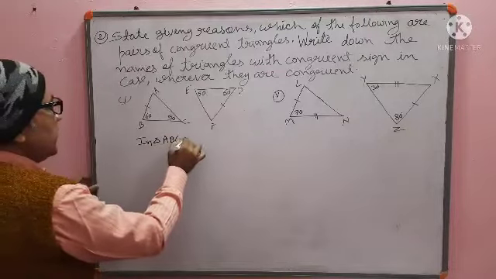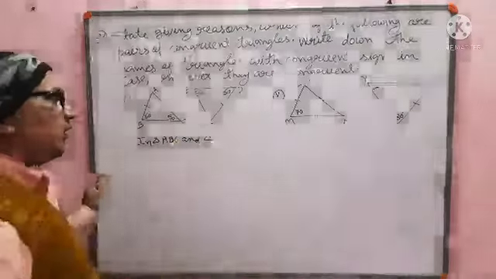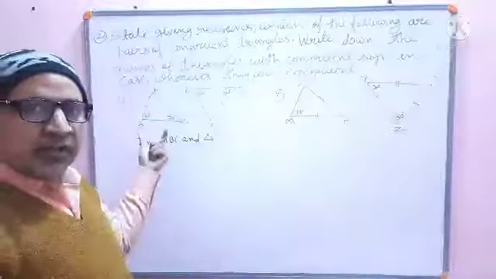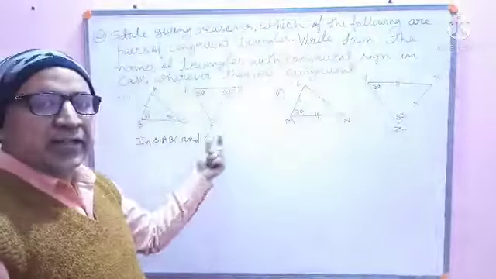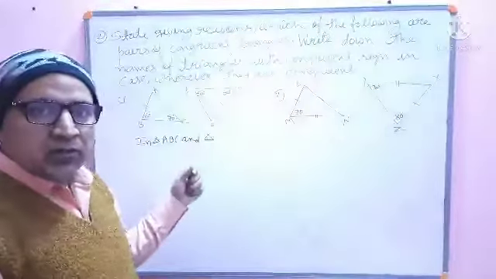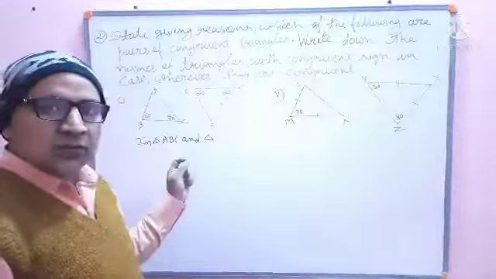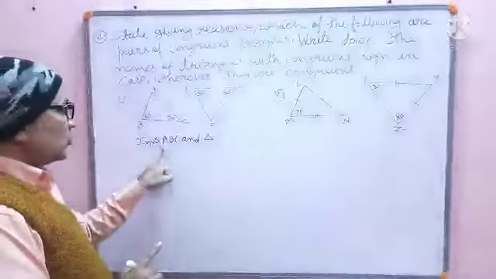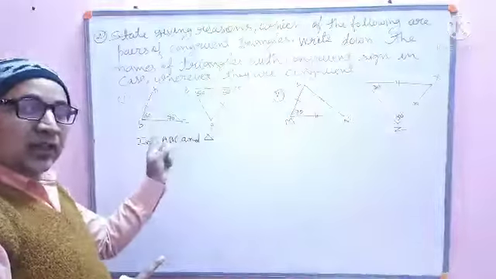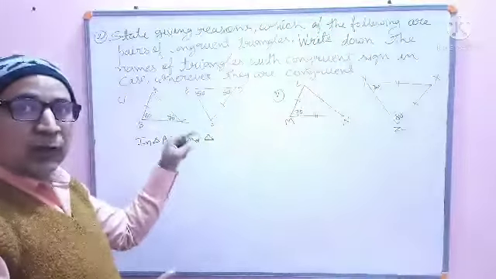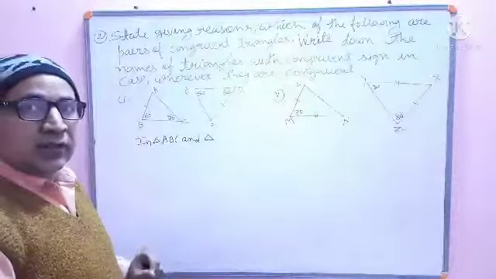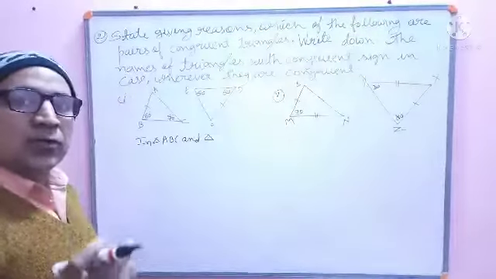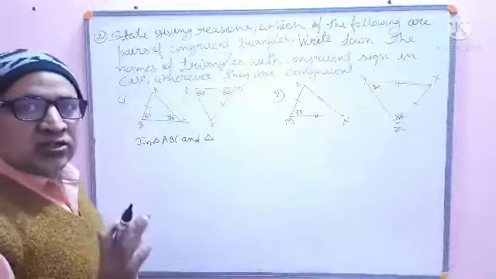In triangle ABC and triangle DEF, you can write EFD also, you can write FDE also, that's okay. But we know that if two triangles are congruent, then their corresponding sides and corresponding angles are equal. What is the meaning of it? This point you have to understand. If you are able to understand this point, then you can do any question very easily.